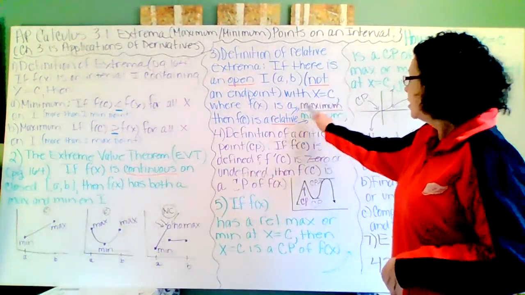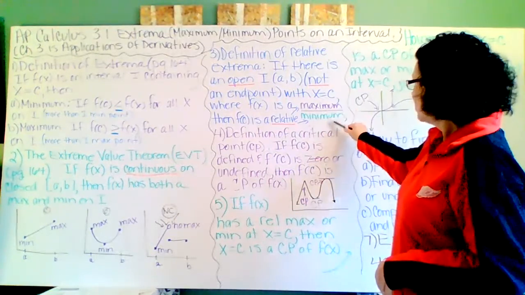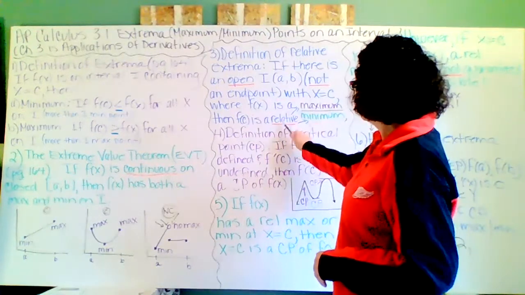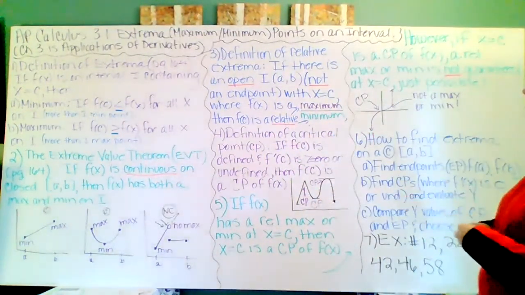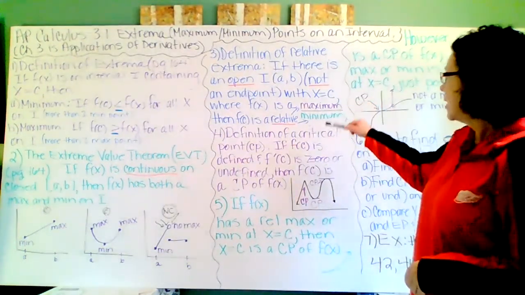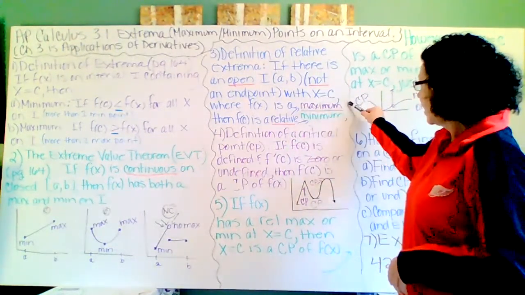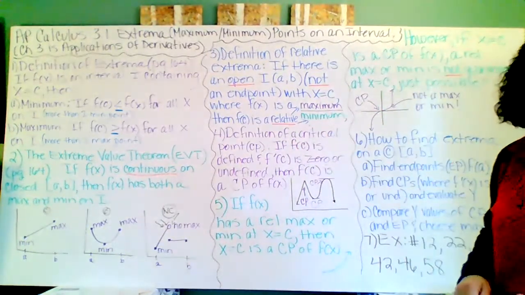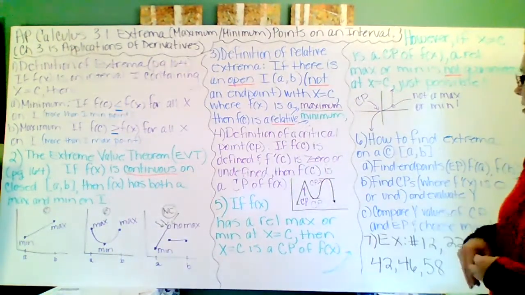With x equals c, where f of x is a maximum or a minimum, notice I use different colors, then f of c is a relative max or relative min. Let me say that again, definition of a relative extrema. If there is an open interval, AB, not an endpoint with x equals c, where f of x is a maximum or a minimum, then f of c is a relative maximum or minimum, okay? Number 4, so we'll see that more when we do examples.